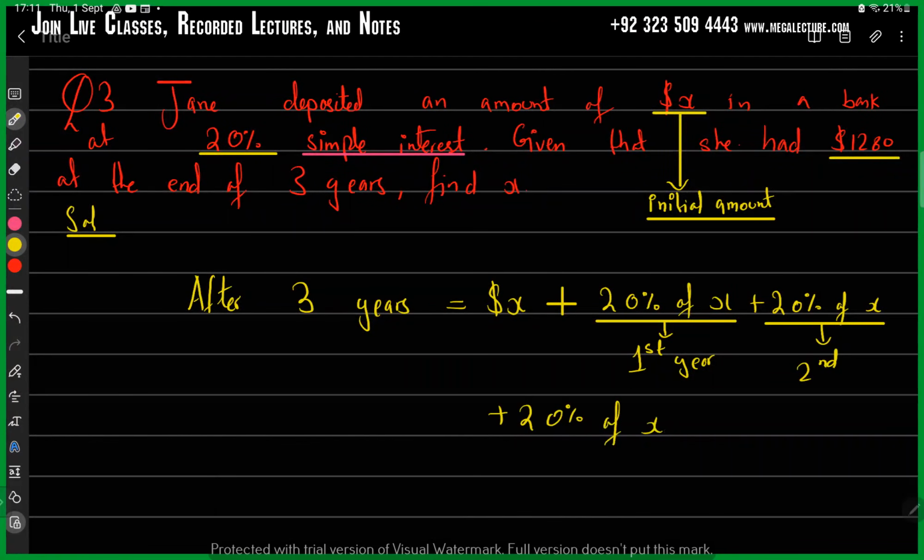I repeat, please pay attention. In this question, we do not have the initial amount. We have the interest percentage. We have the final amount. Now we know that after 3 years, what exactly she is going to have in her bank. She would have her initial amount, that was X, plus interest of first year, interest of second year, and interest of third year. What is going to be the interest of first year? 20% of X. What is going to be the interest of second year? 20% of X. And what is going to be the interest of third year? Again, 20% of X. Now this is basically for the third year.